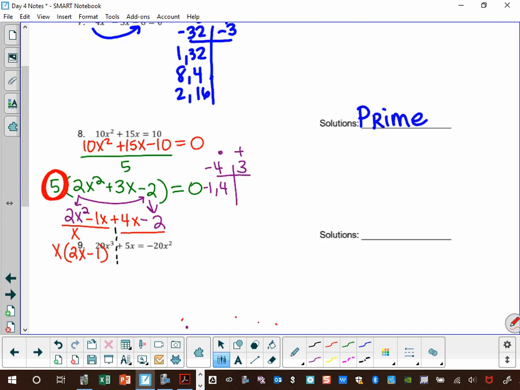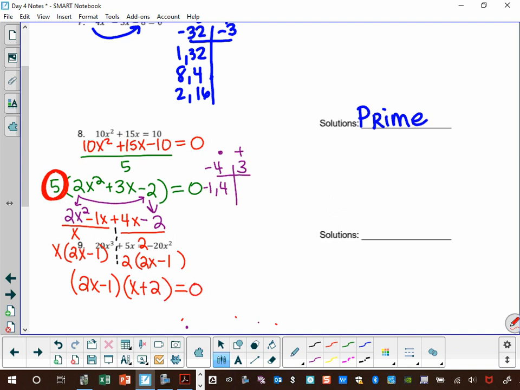Then we have 4x and negative 2. What is the GCF between 4 and 2? It's 2. And now let's divide. What's 4x divided by 2? 2x. And what about negative 2 divided by 2? Negative 1. Do I have matching parentheses? Yes or no? Yep. So my answer is 2x minus 1 and x plus 2.